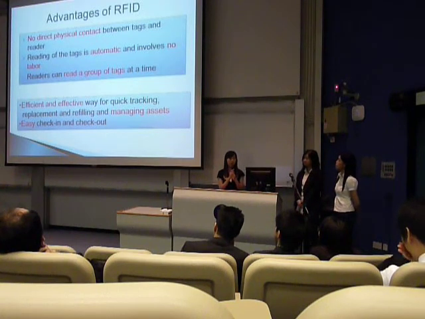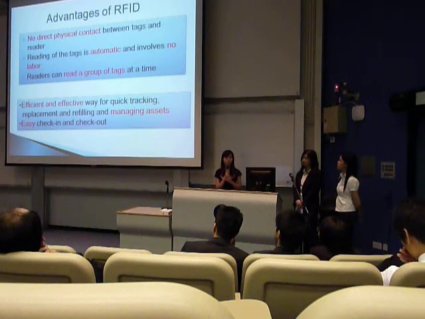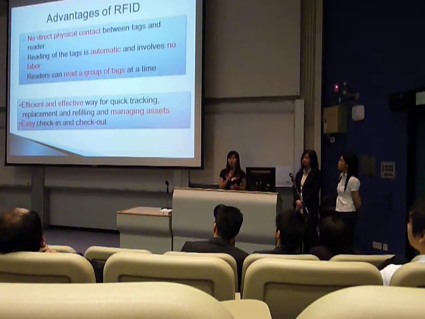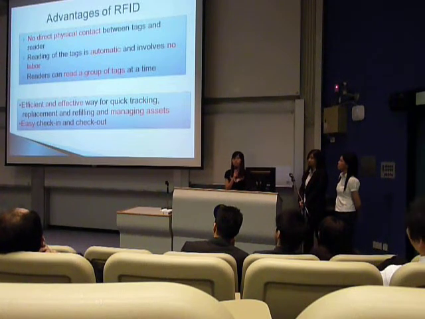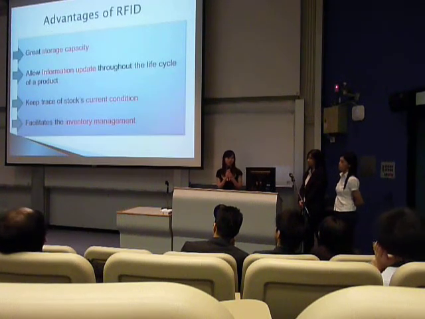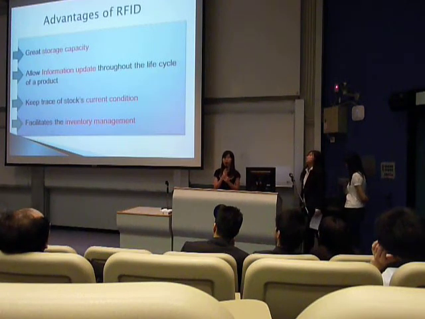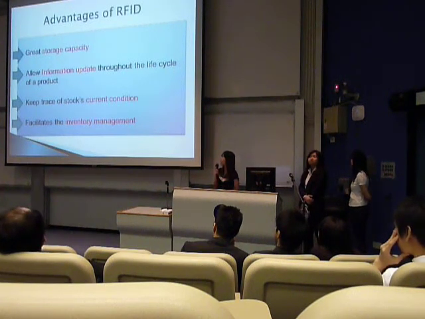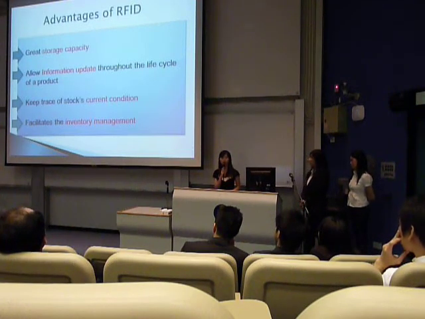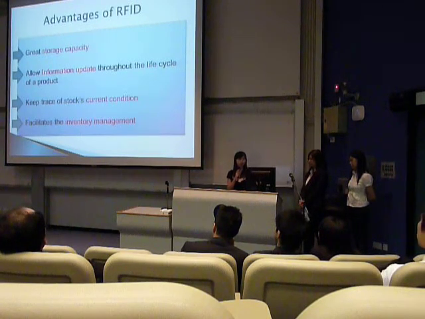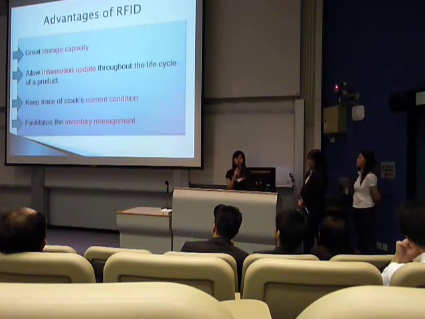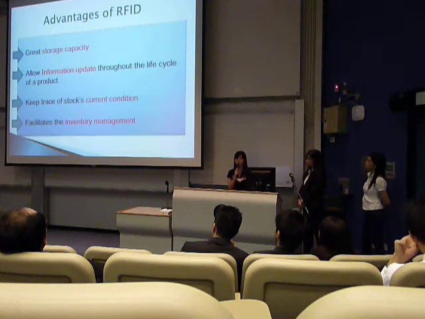The RFID technology does not require direct physical contact between the tag and the reader. So the reading is automatic and involves no labor. Therefore, it provides an effective way for access management. In addition, the storage capacity of an RFID tag is much higher compared to a barcode. So it can store more product information in the tag. It also allows information updates throughout the product life cycle. So the stock owner can know the current condition of their goods and plan the selling strategy correspondingly, which facilitates inventory management.